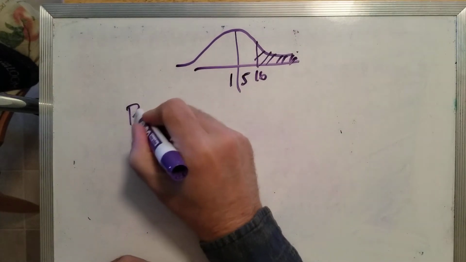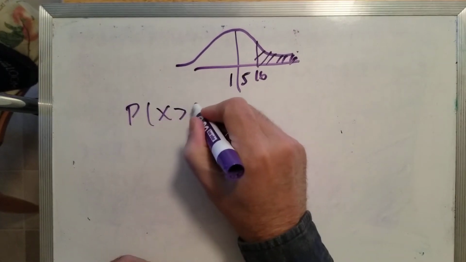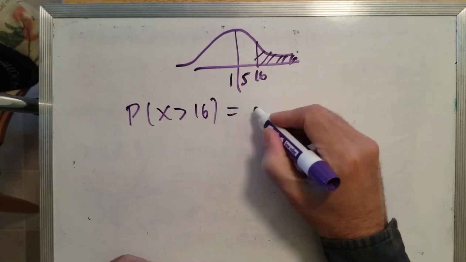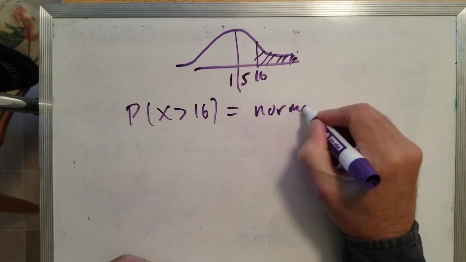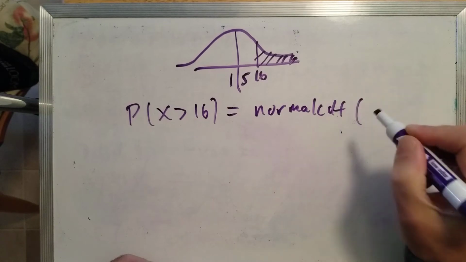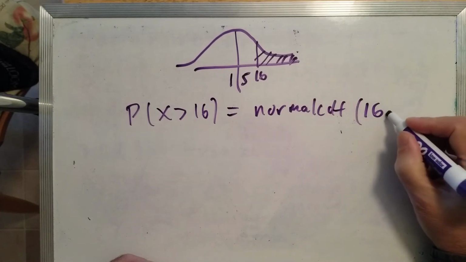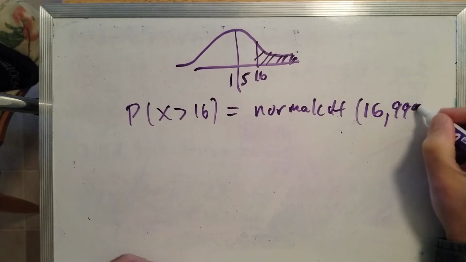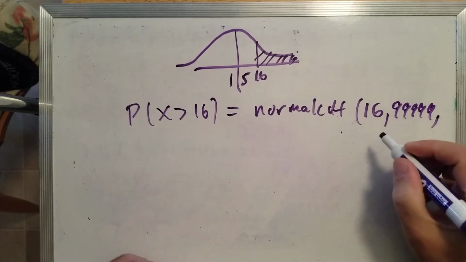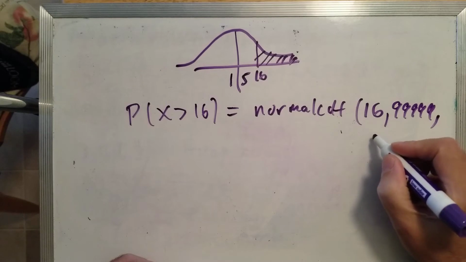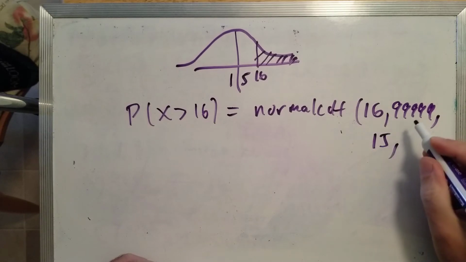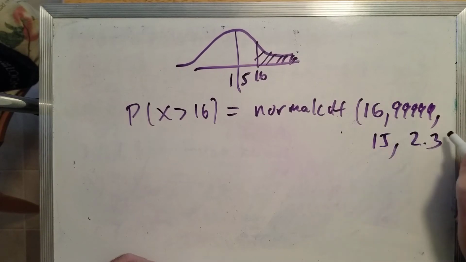So the probability that x is greater than 16, on the calculator, I'm going to go normal CDF. The low x is 16. Because it goes on forever and ever, the high x is going to be 99999. The mean is 15, and the standard deviation is 2.3.